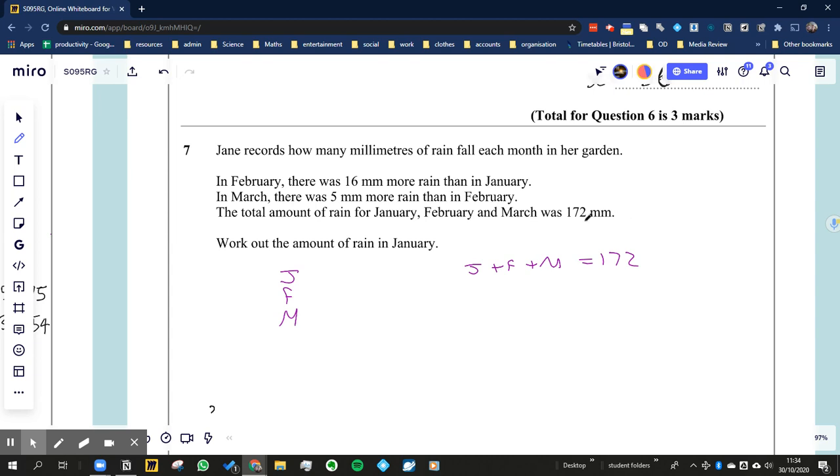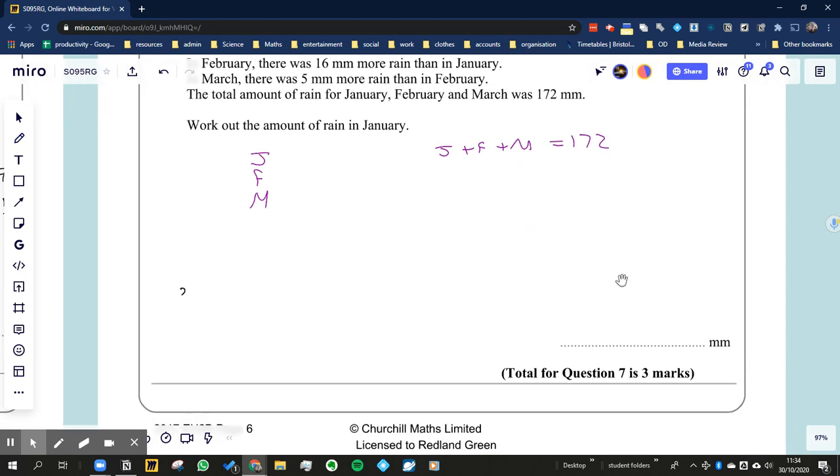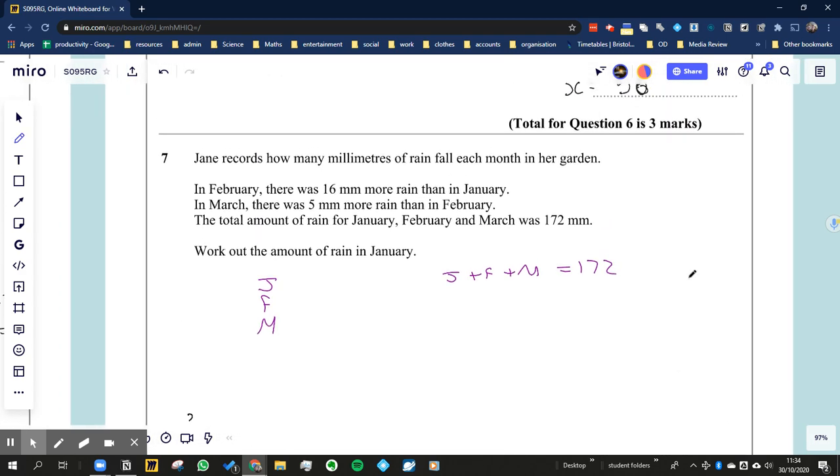As soon as you see units, by the way, instantly start asking yourself, are all the units the same? Yes. Also, let's just check and make sure they want the answer in millimeters too. So we don't have to worry about converting units. What's next? How do we use these?